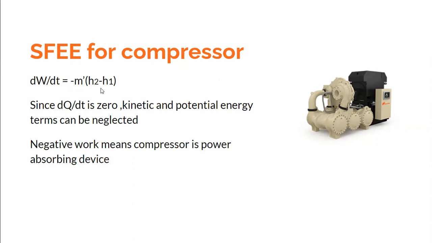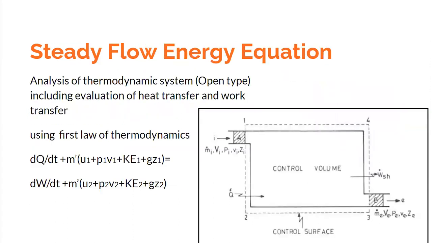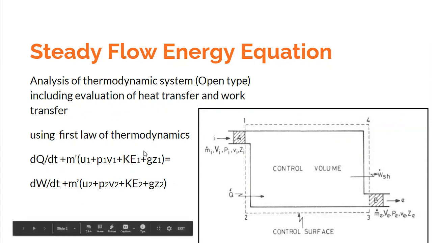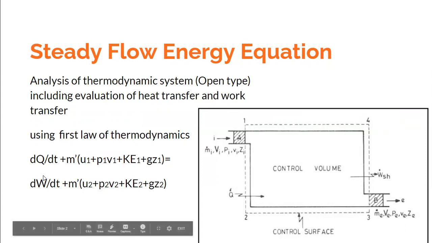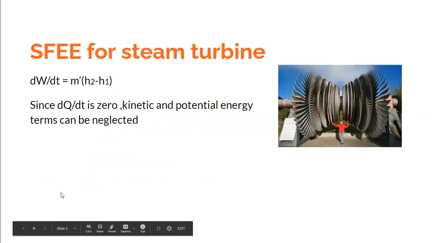This equation comes again from the generalized steady flow energy equation. If you substitute the heat transfer to be zero, or negligibly small, and the changes in kinetic and potential energy can be neglected, the expression becomes m dot h1 is equal to dW/dt plus m dot h2. But in this case, dW/dt is negative because the compressor is a work absorbing device.